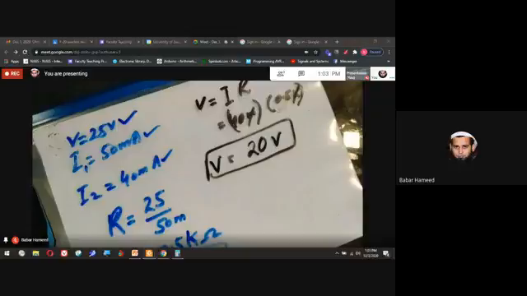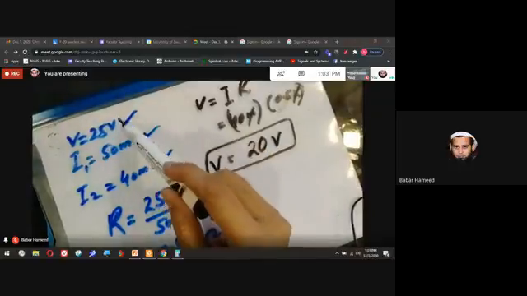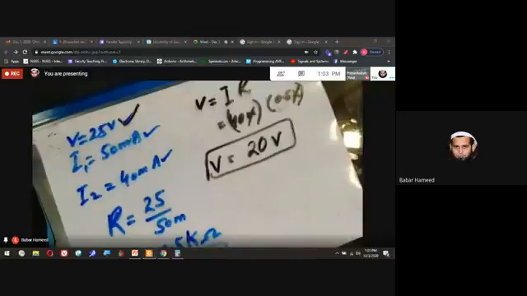So we can clearly see due to 25 volt current was 50 milliampere, and due to 20 volt current becomes 40 milliampere. I repeat, due to 25 volt current was 50 milliampere, and due to 20 volt current becomes 40 milliampere. So if current drops to 0 milliampere under the same condition, what is the voltage? It is a question.